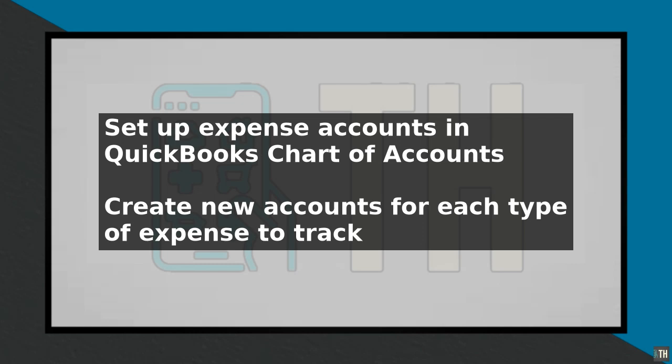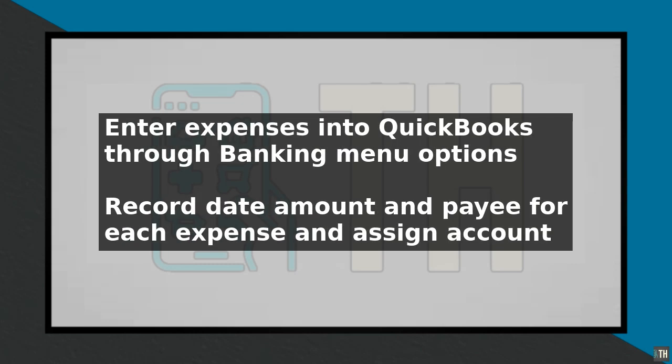Firstly, you need to set up your expense accounts in QuickBooks. To do this, navigate to the chart of accounts and create a new account for each type of expense you want to track, such as rent, utilities, and office supplies. This will help you categorize your expenses and generate accurate financial reports.